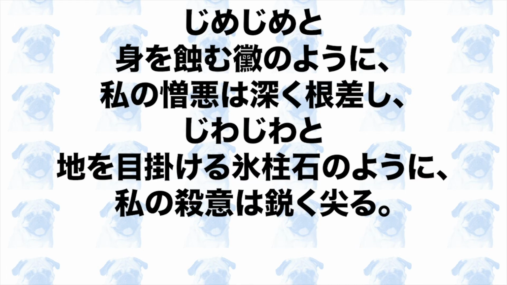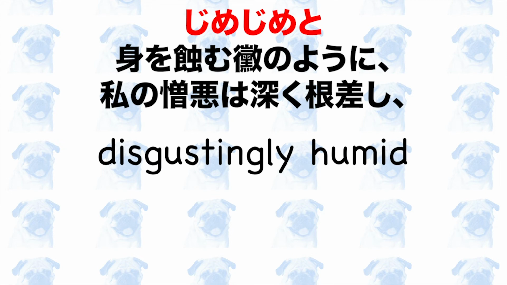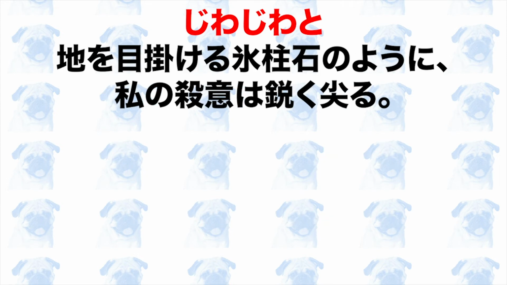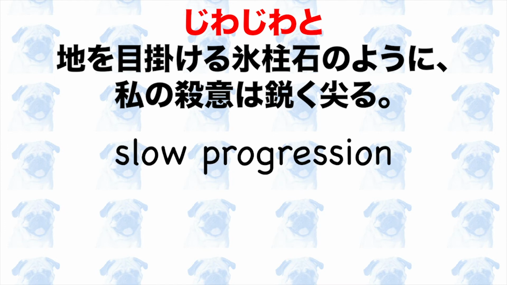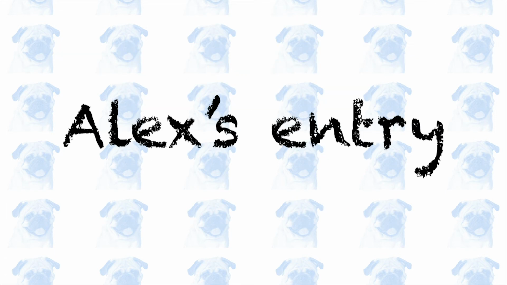Thirdly, each line starts off with an onomatopoeia, namely jime-jime and jiwa-jiwa. Jime-jime expresses the unpleasant sensation of humidity, often associated with the rainy season. Jiwa-jiwa, on the other hand, expresses slow progression, especially when one thing permeates another thing slowly. For example, cancer slowly invading one's body. Next, let's have a look at Alex's entry.